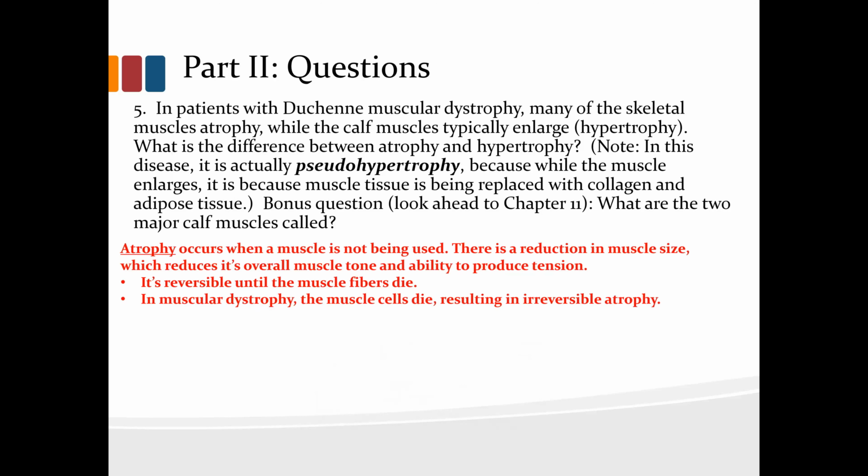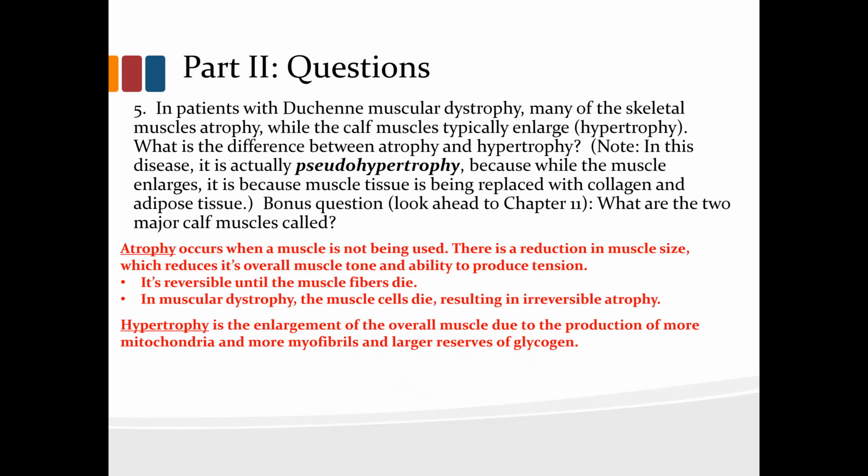So atrophy occurs when a muscle cell or an overall muscle is not being used. There's a reduction in the muscle size, which reduces its overall muscle tone and its ability to produce tension. Atrophy is reversible until the muscle fibers die. Once they've died, there's no bringing them back and it becomes permanent. So in muscular dystrophy, the muscle cells die eventually, and that results in irreversible atrophy.